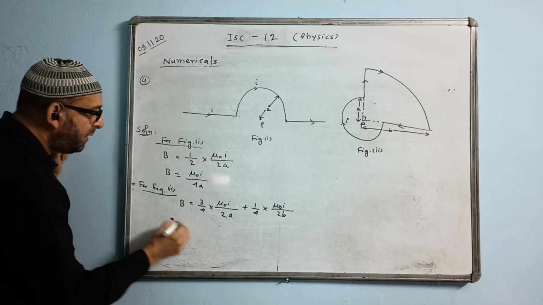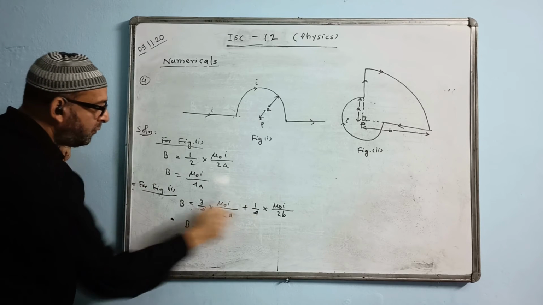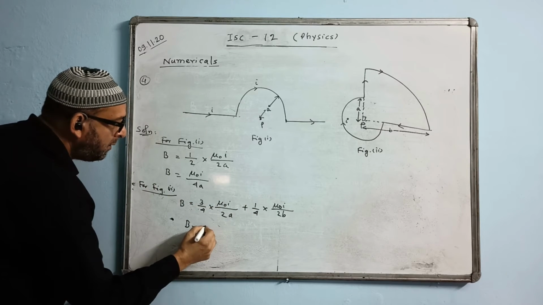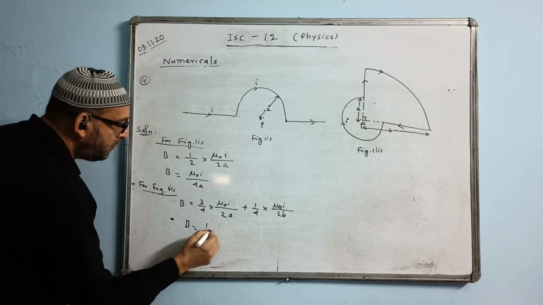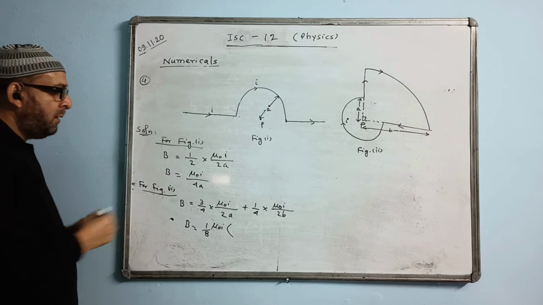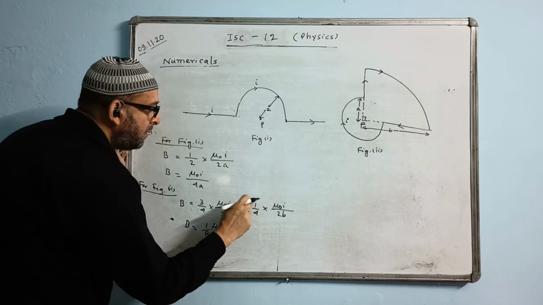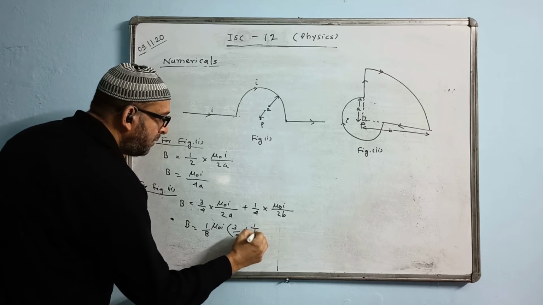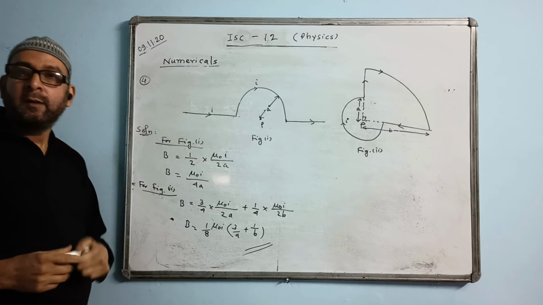So we can just take common terms and find the answer now. What is common out here? 1/4 is common. You can add 4 to the 8, so 1 by 8 is common. Mu naught I is also common. We are left with 3 by A plus 1 by B. This is the answer for this question.